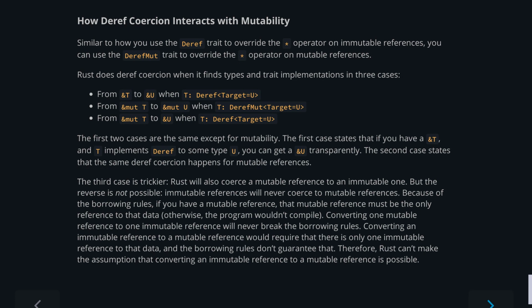Because of the borrowing rules, if you have a mutable reference, that mutable reference must be the only reference to that data, otherwise the program wouldn't have compiled. Converting one mutable reference to one immutable reference will never break the borrowing rules. Converting an immutable reference to a mutable reference would require that there is only one immutable reference to that data, and the borrowing rules don't guarantee that. So Rust can't make the assumption that converting an immutable reference to a mutable reference is possible.